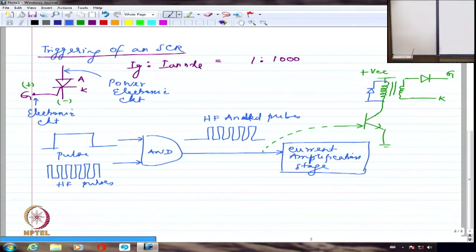So this is electronic ground, whereas this will be power ground. So the two grounds will be completely isolated from each other.